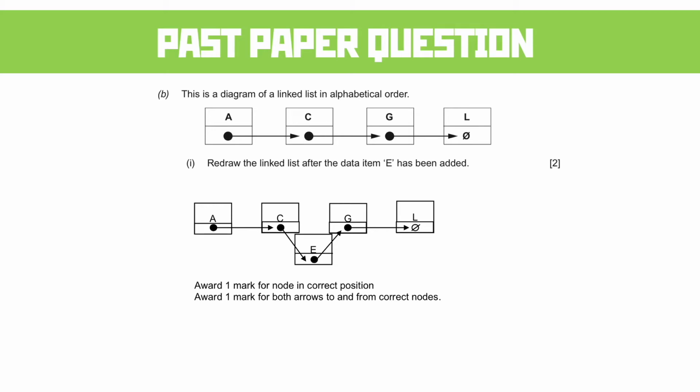The mark there is for the node in the correct place, and a mark for both arrows to and from the correct nodes. Now, I don't think you would have lost a mark if you'd drawn them in a complete straight line, but it's best to drop it just below to show where you are going to enter it.